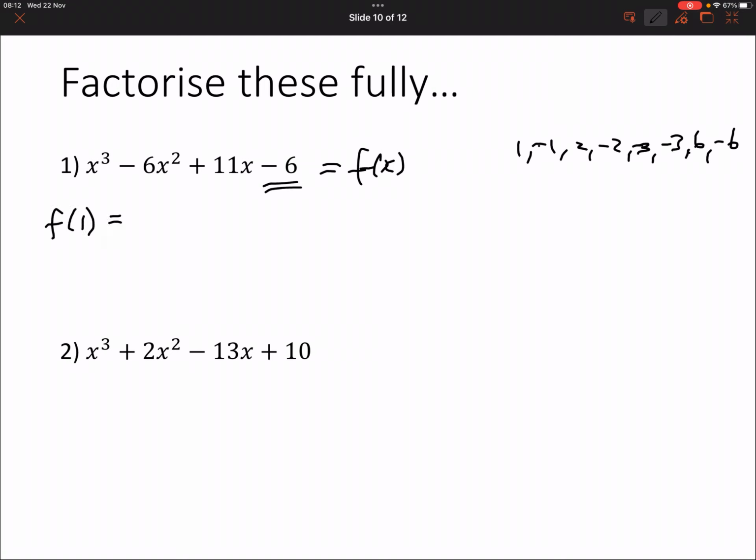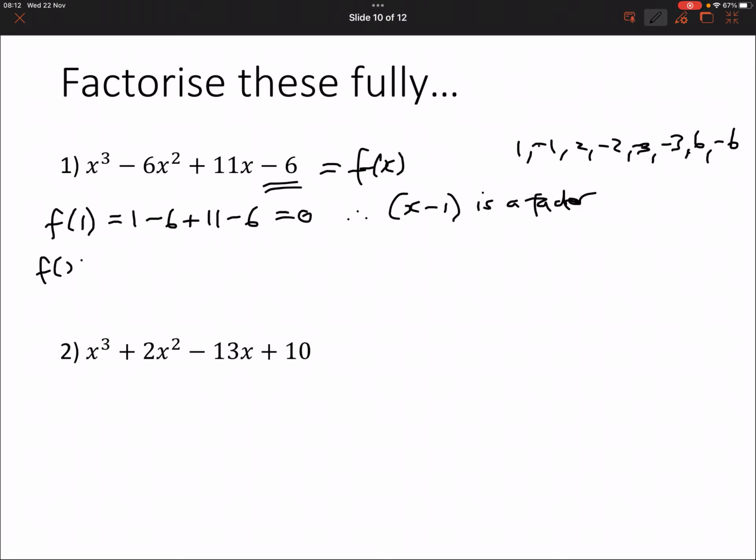f of 1 is 1 minus 6 plus 11 minus 6. Oh, how wonderfully lucky, that is 0. So what does that tell us? That tells us that x minus 1 is a factor. Okay, cool beans. So let's just factorise that then.